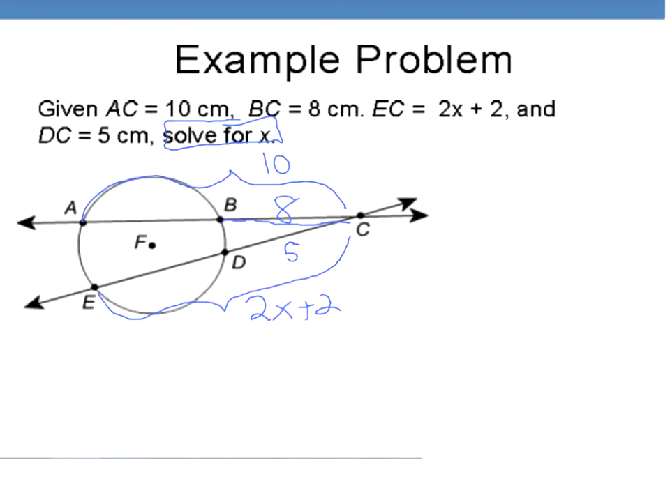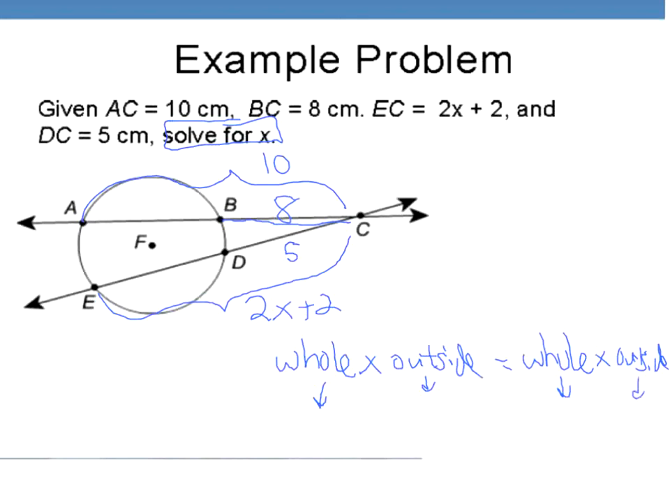So what's my formula? The whole times the outside equals the whole times the outside. So let's start with the top. The top, what's the whole? Actually, I'm going to write those words in. Whole times outside equals whole times outside. Now underneath these, let's just fill in our numbers. Everybody ready? Okay, so the top, what's the whole of the top? 10. What's the outside of the top? 8. Great job. So far, everybody okay?